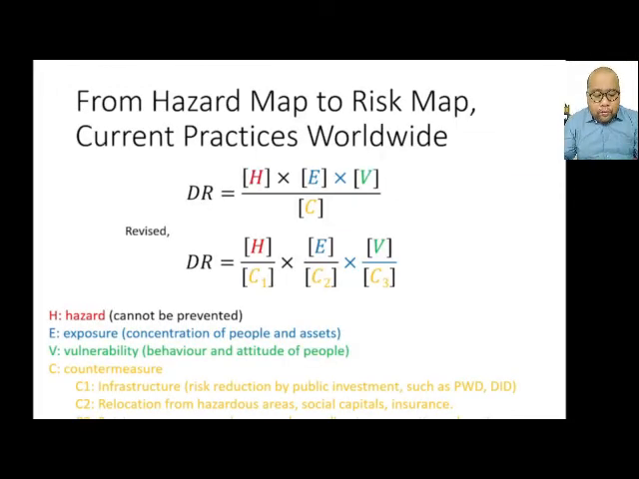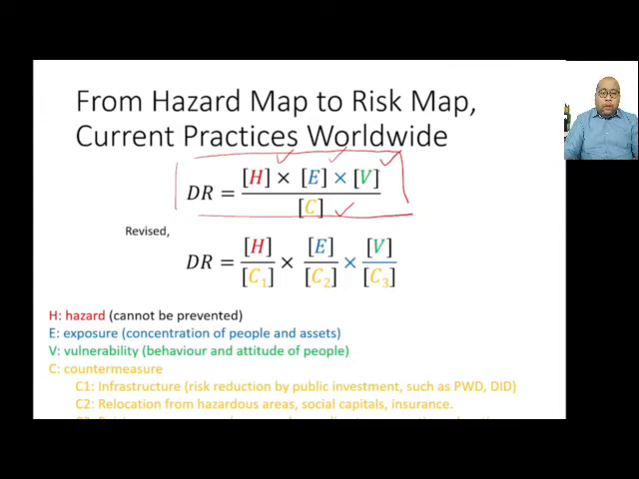So if we want to reduce the disaster risk, okay, we look at the disaster risk formula, which is this one. Okay, we have H, hazard. We have E, the exposure. We have the vulnerability, and then we have the countermeasure. So if we have the hazard, and then we have some countermeasure to tackle it. For example, if there is a hazard, okay, we build some infrastructure to control or mitigate the hazard.